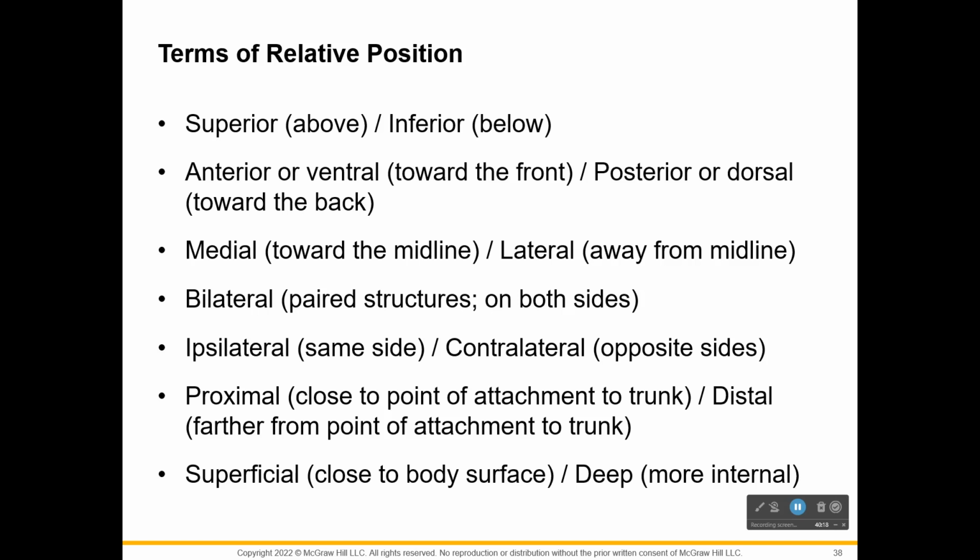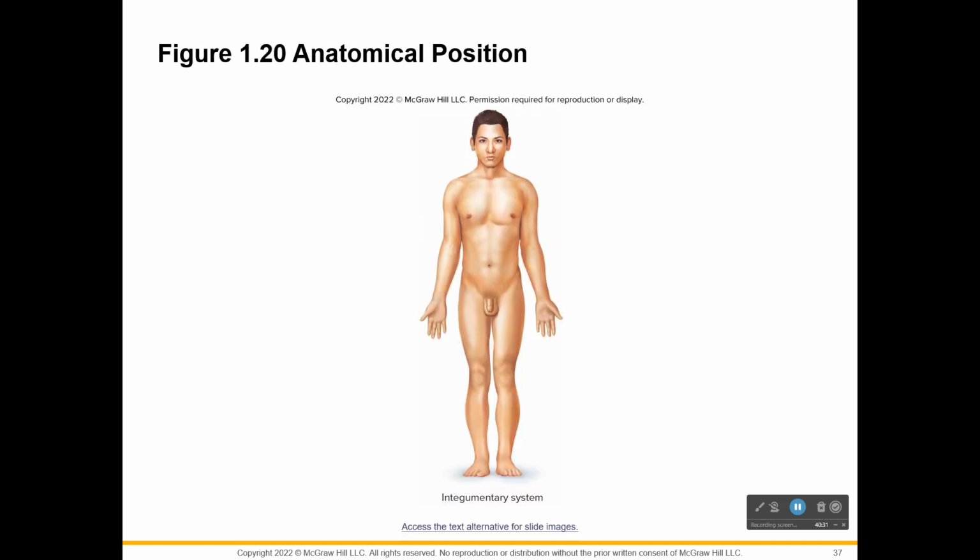So you might be talking about the apex of the heart and the spleen. Are they bilateral, ipsilateral, or contralateral? Now, I'm not expecting you to know that yet, but if we went back to our guy and I said, the right wrist and the right ankle are what type of lateral? Well, they're not bilateral because they're not on both sides.